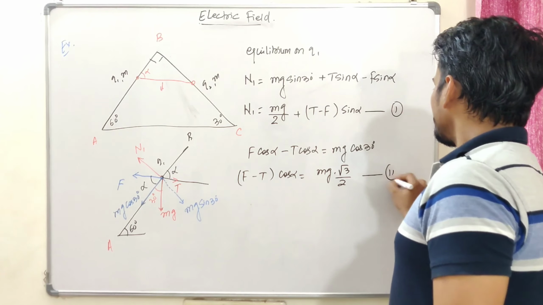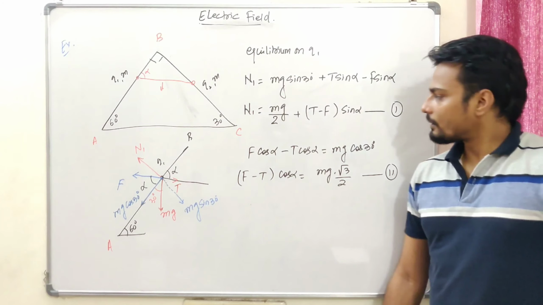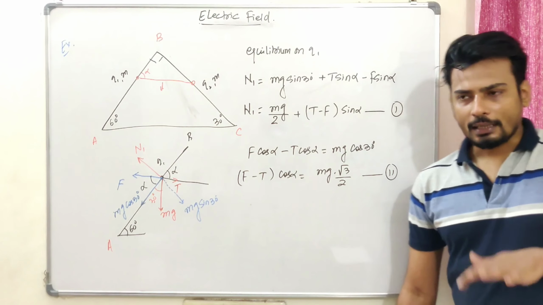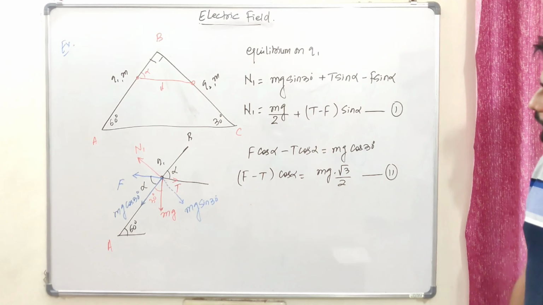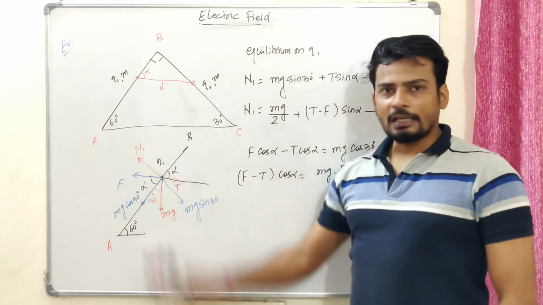I have two equations, isn't it guys? Still I cannot solve it because let's see the number of variables. N1 is a variable, alpha is a variable, T is a variable. We have three variables and just two equations over here. So as of now, we cannot solve it. So what we're going to do now, we're going to talk about the equilibrium at this surface BC. All okay?